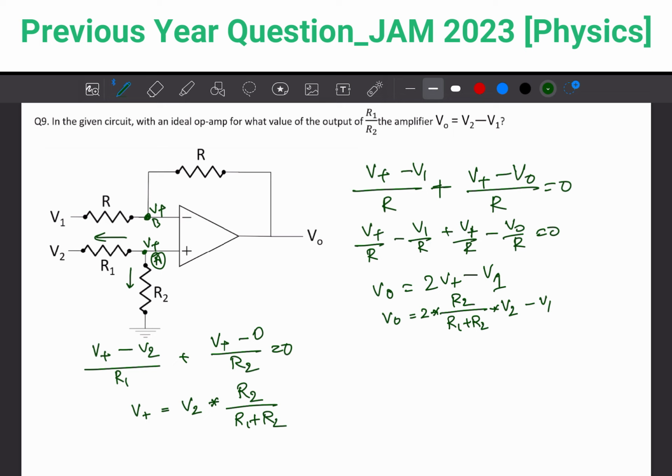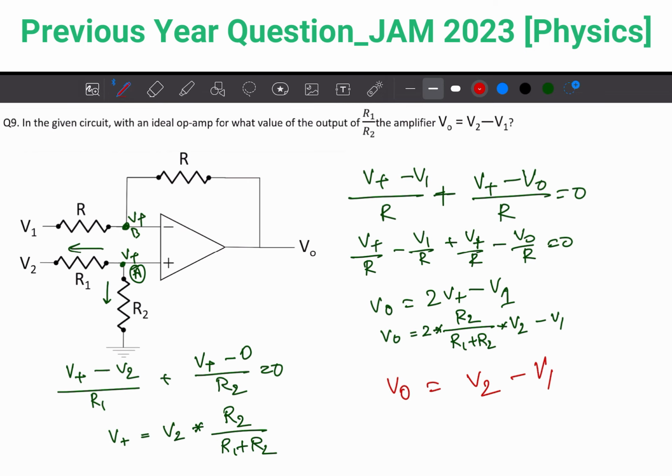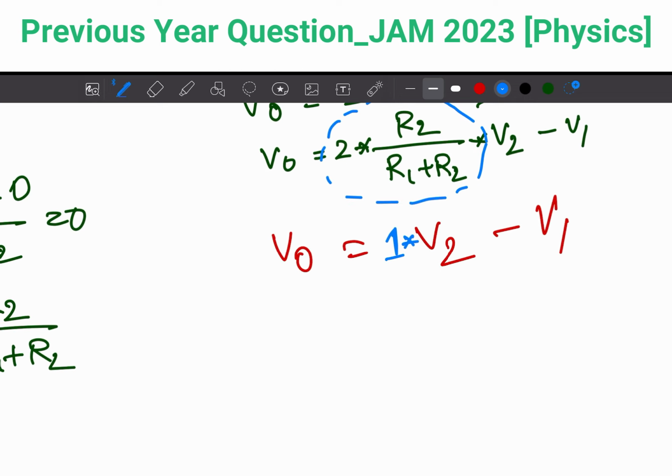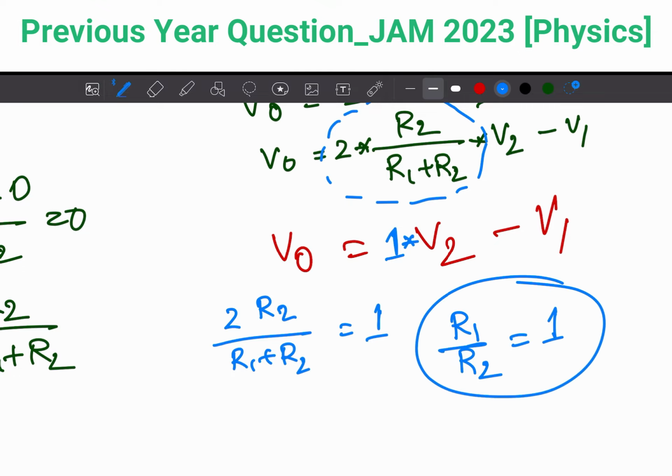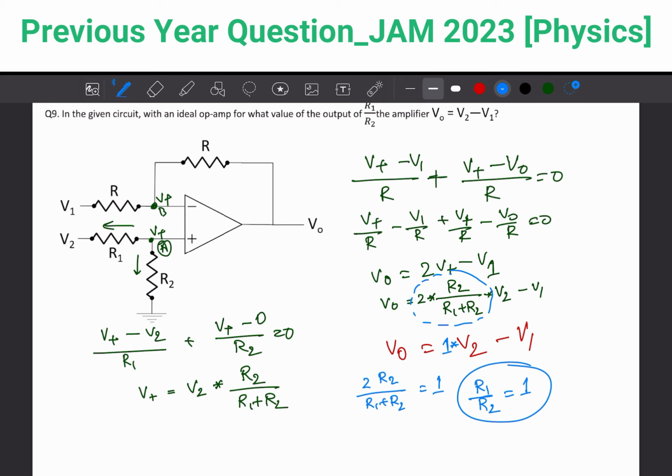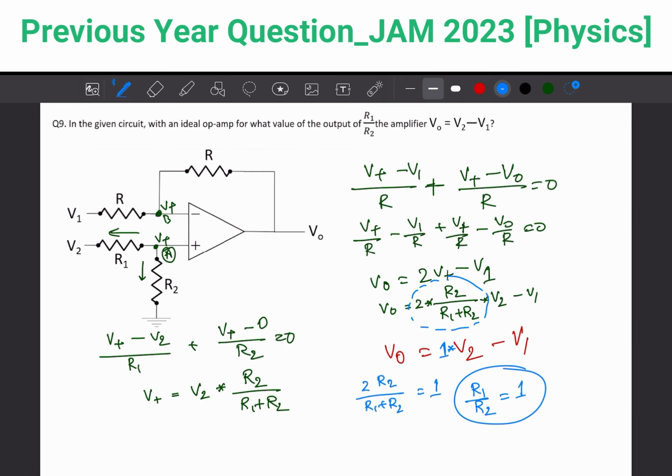And in the question, they told us V0 is equal to V2 minus V1. By comparing the coefficient of each term, the coefficient of V1 is equal to 1. So that means this value is equal to 1. That means I can write 2R2 by R1 plus R2 is equal to 1. So from here we can easily get R1 by R2 is equal to 1. Okay, so this is one way of solving this problem.